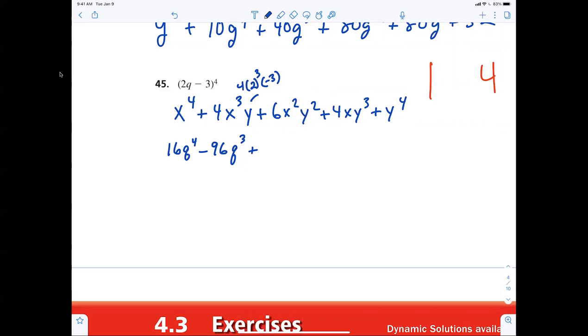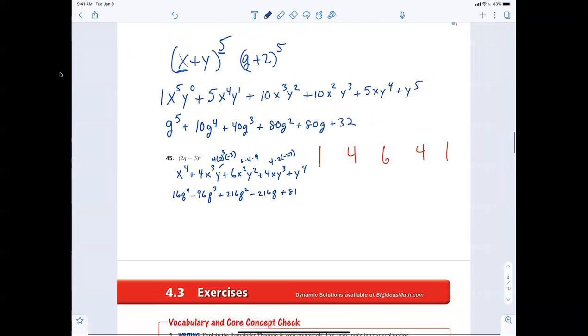Now, what's x squared? 4. What's y squared? And then we have to multiply that by 6. 216 Q squared. Now we're doing 4 times what? Times -27, which is going to be, I think, -216. And then that would be Q. I know what you meant. It's all right. And then finally, plus 81. All right, so that's how you expand out those binomials using Pascal's triangle.